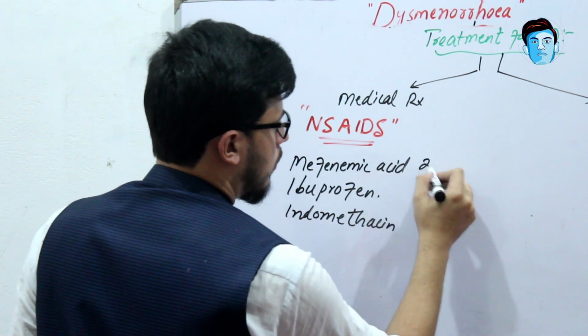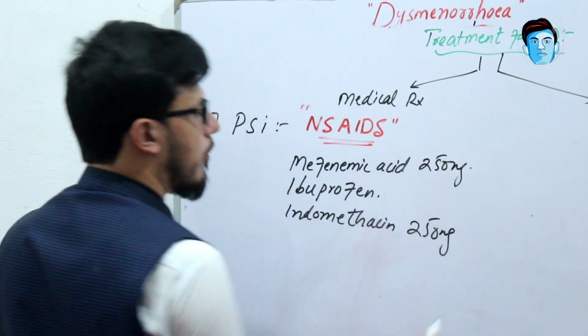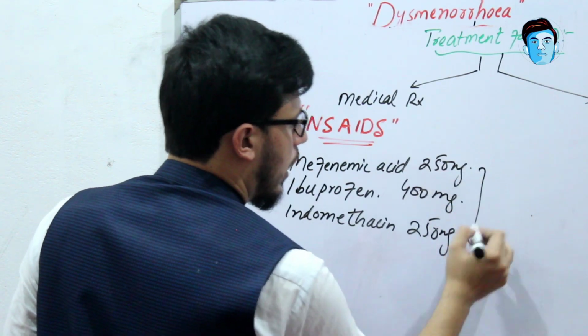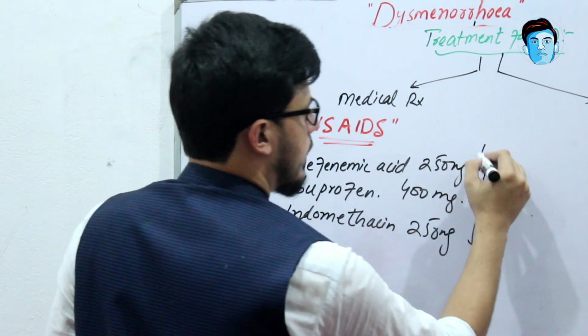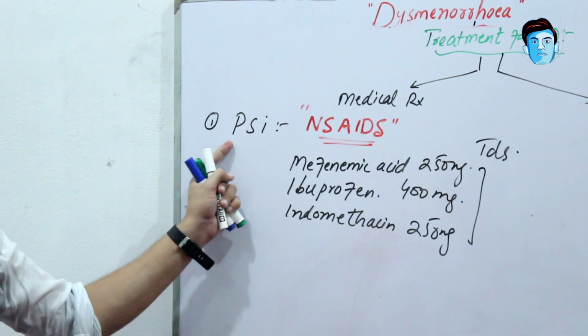Now, it is given in 250 mg. It is also given in 250 mg, while ibuprofen is given in a 400 mg dose. And these all are for 3 days. Now, the first option is prostaglandin synthetase inhibitors.